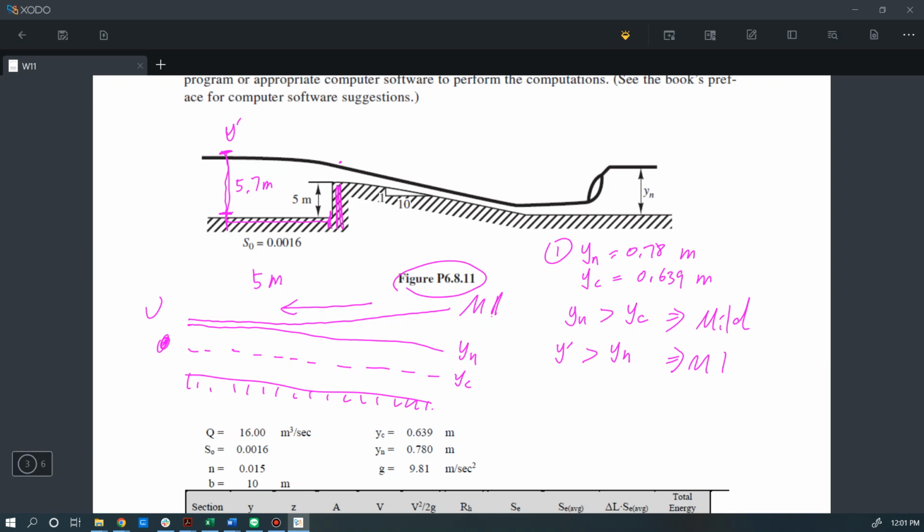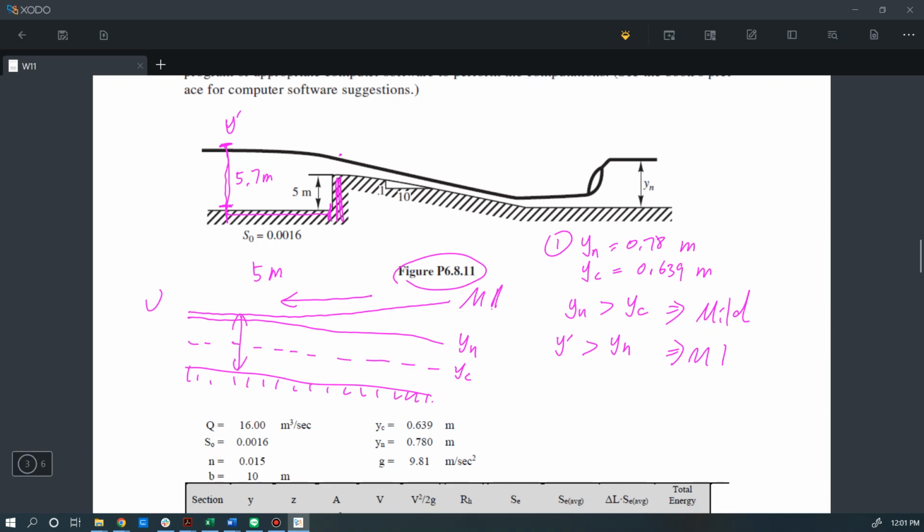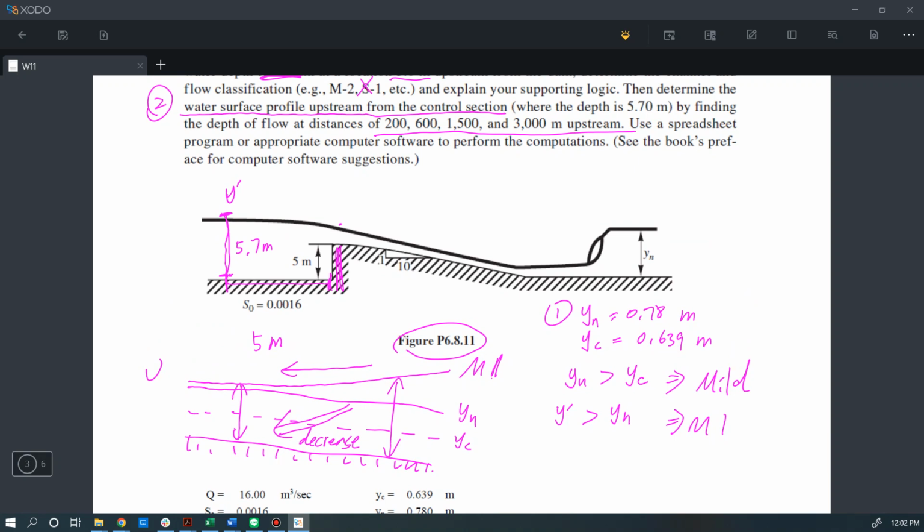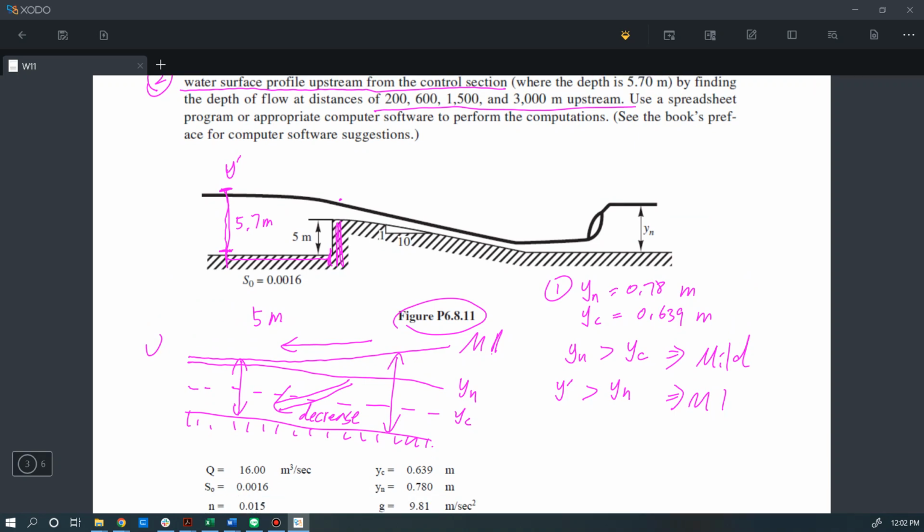We know that the water depth is decreasing if we go further upstream. And we will use this concept to solve the water profile for this M1 curve.